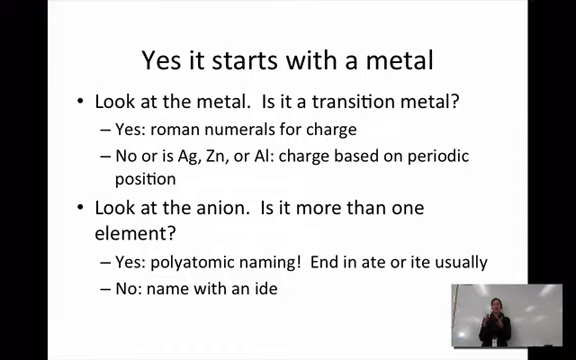Look at the anion. Is that anion made by more than one element? If it's made by more than one element, then that is a polyatomic, and your endings will be ate or ite. Or if the second one ends in ide, or if it's just a single element, then that will be a single element from the periodic table.